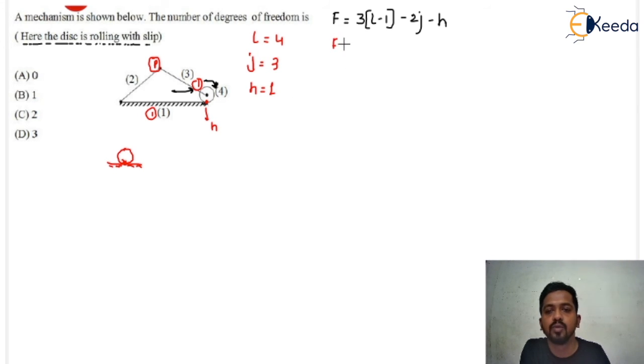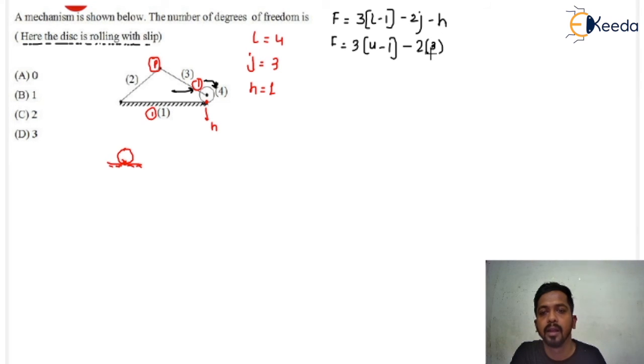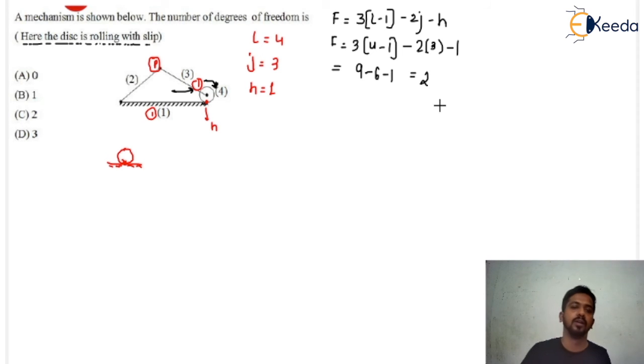So now put the values in this equation and you will get the final answer. F is equal to 3 times 4 minus 1 minus 2 times 3 minus 1, that is 9 minus 6 minus 1, that is 2. Now this is the correct answer.